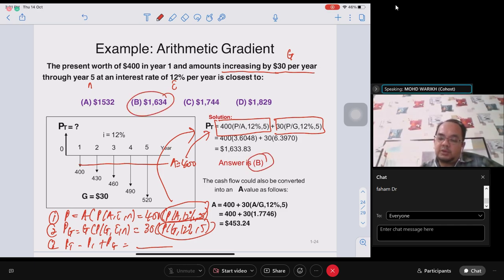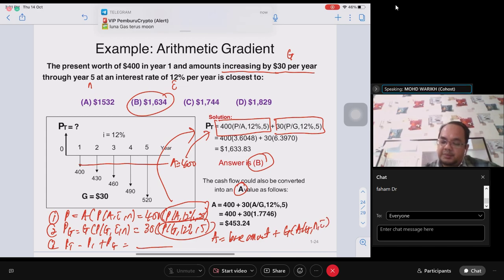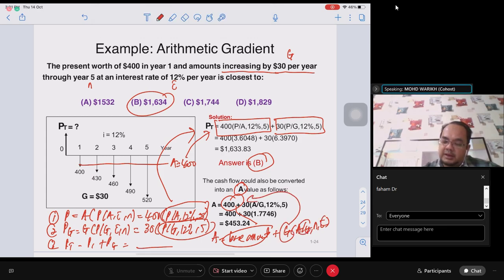And the cash flow could be converted to A. That means you have to pay the same amount every year. So go to the formula. A is the base amount plus G times A over G. So the base amount is 400 ringgit, the G is 30 ringgit, 12%. So you will get this answer. Any question?